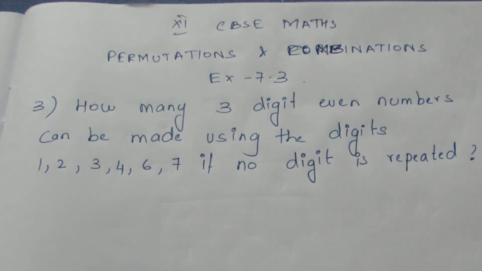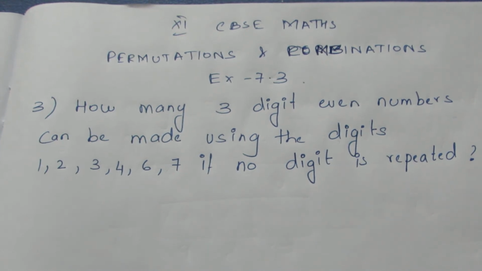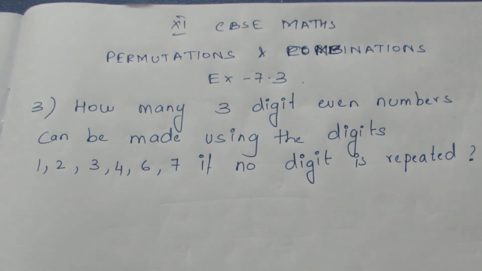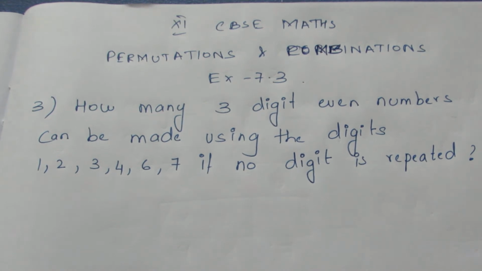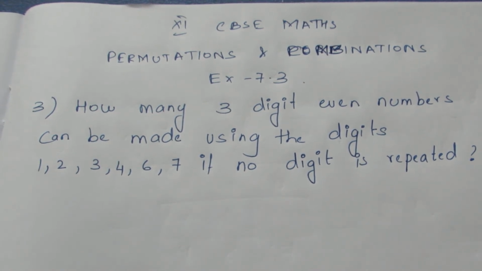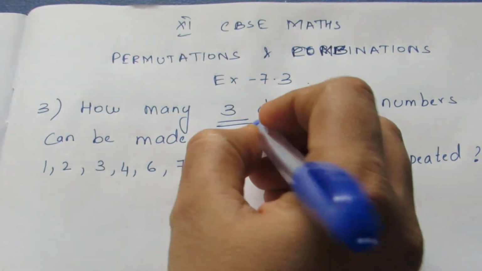Today we are going to see 11 CBSE Maths Permutations and Combinations, exercise 7.3, question number 3. Let's see the question. How many 3-digit even numbers can be made using the digits 1, 2, 3, 4, 6 and 7? There is no 5 here. If no digit is repeated. While writing the question, be very careful that there is no 5.